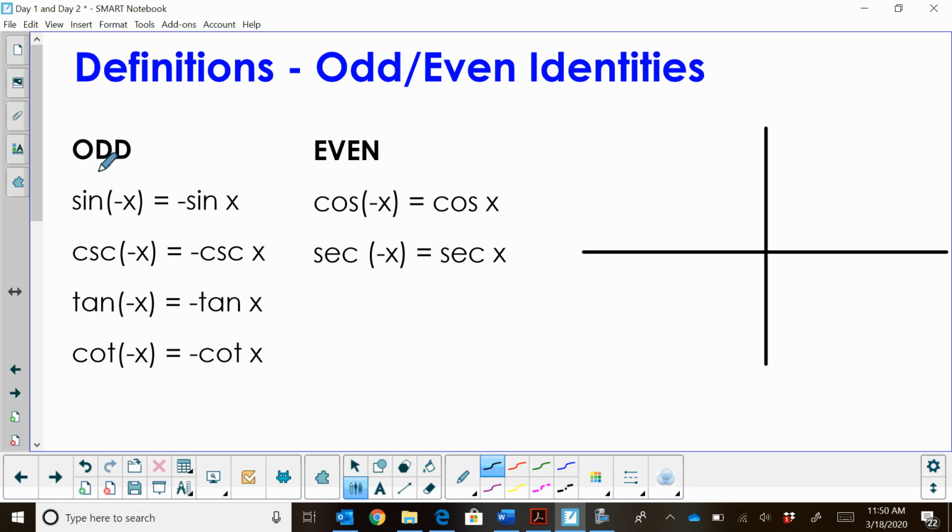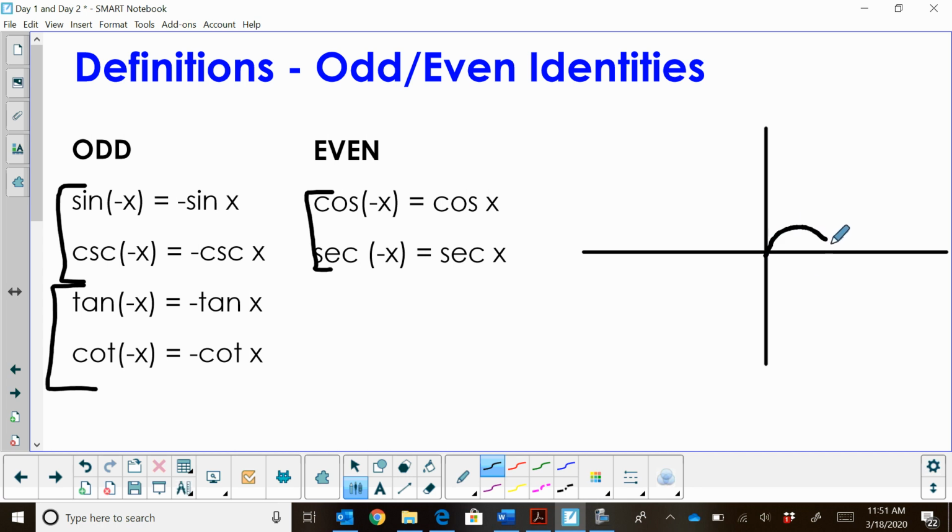Well, your odd functions are sine, cosecant, and they go together, so that makes sense. Tangent and cotangent. Your even functions are cosine and secant. So let's just take a look at each of the graphs so you can kind of see those. Okay, let's look at sine for a minute.